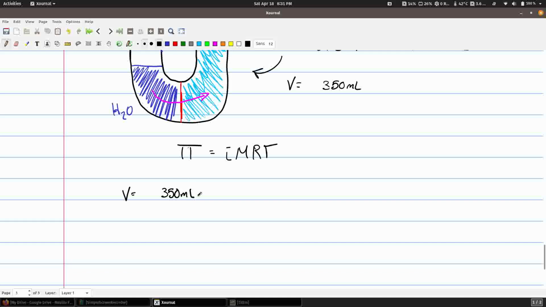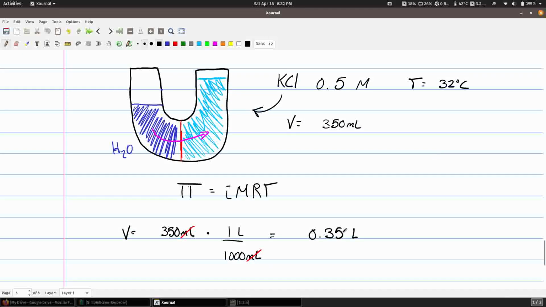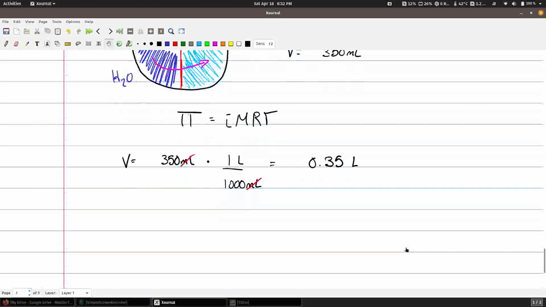Take a second to try and figure out how you would convert that to liters. So what you would do is you have to divide this by 1,000. So you do 1 liter over 1,000 milliliters, and that cancels. So you're going to be left with 0.35 liters, because that's going to 1, 2, 3 move over. So we have this many liters, and we have this many moles per liter. So let's divide it. We have 0.5 moles divided by this many liters.